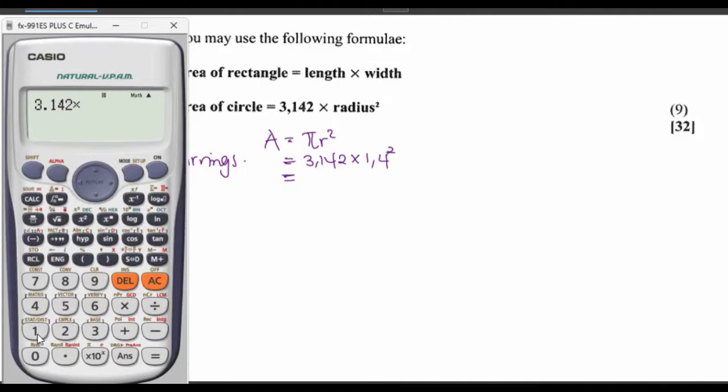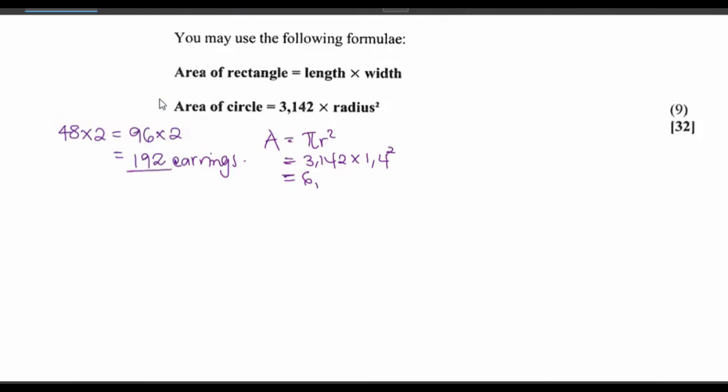3.142 times 1.42 squared equals that much. This is only one, which is 6.1516 centimeters squared, but this is for only one. So how many earrings do we need?